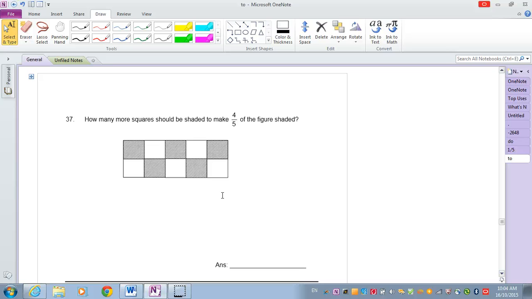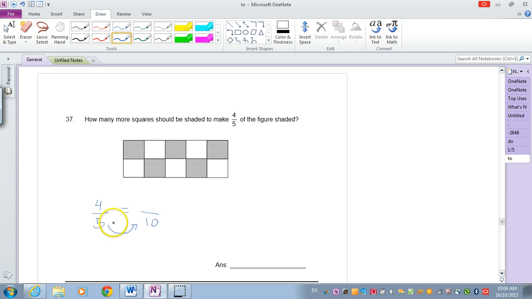Okay, how many more squares should be shaded to make 4/5 of the figure shaded? Now let's look at the total number of squares in the figure first. How many squares do we have? 1, 2, 3, 4, 5, 6, 7, 8, 9, 10. So we have 10. So the whole figure is divided equally into 10 parts. However, they want 4/5. The denominator is 5. So I have to equate the fraction. How do I make these two denominators the same?